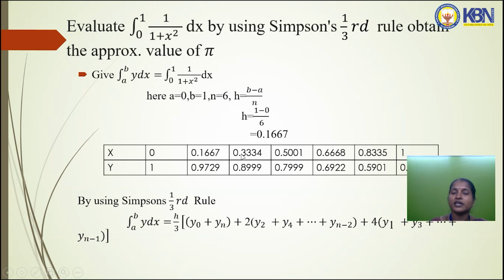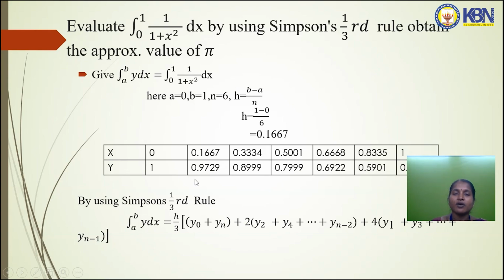Again you can substitute x is equal to 0.3334. Again 1 by 1 plus 0.3334 whole square, and using the scientific calculator, you are getting the value 0.9 approximately. In the similar manner you have to put x is equal to 0.5001, 0.6668, 0.8335, and the last value is x is equal to 1. X is equal to 1 means 1 by 1 plus 1 square, that is 1 by 2, which is 0.5.